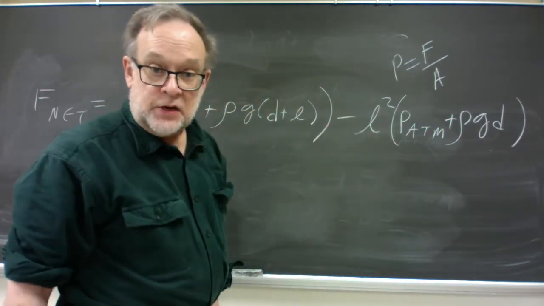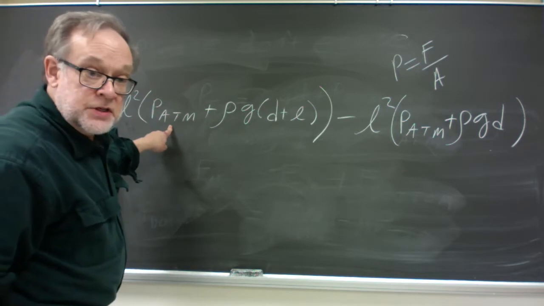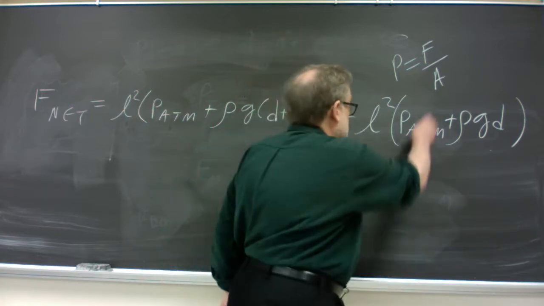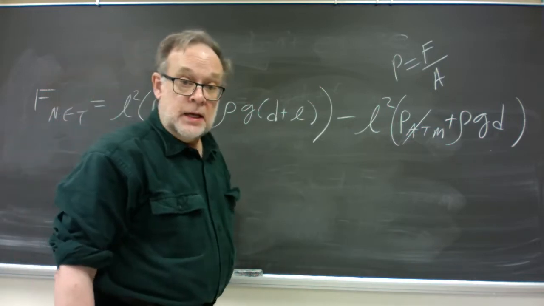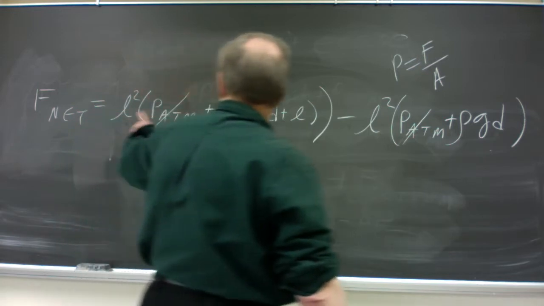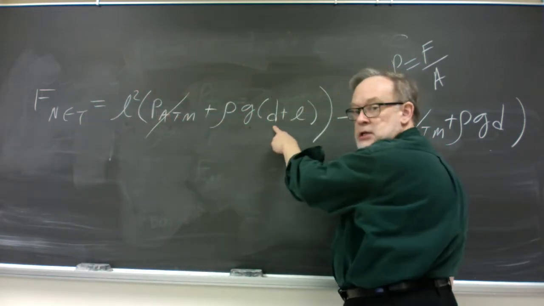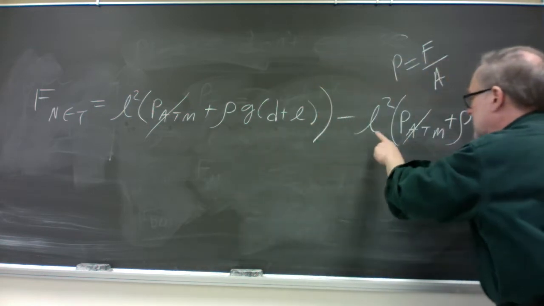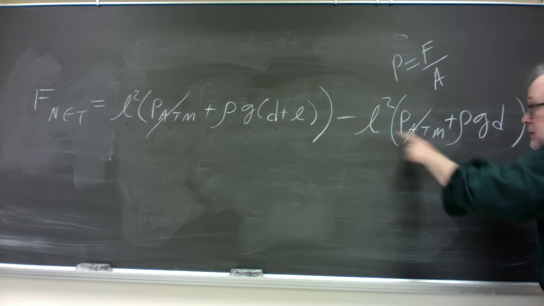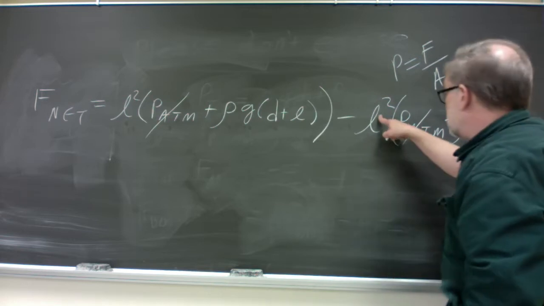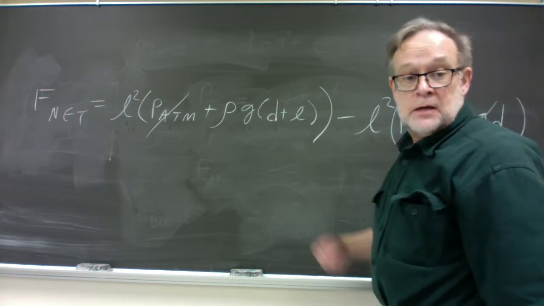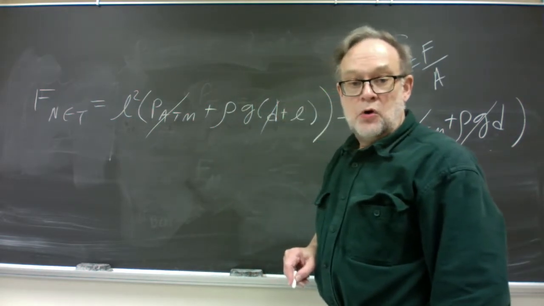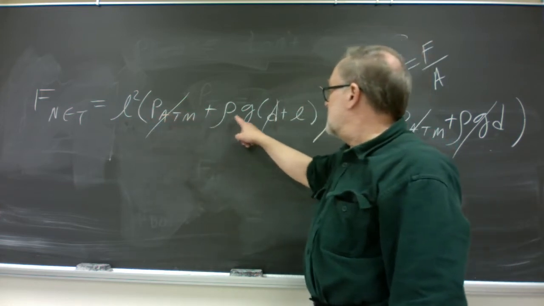Now there's a lot of stuff that cancels out here. This times this gives us a factor of L squared atmospheric pressure, and then here's minus L squared atmospheric pressure. So those things just cancel out. And then here you've got L squared density g d, and then minus L squared density g d. So this minus L squared density g d cancels out the plus L squared density g d. And now all we're left with is L squared density g L.